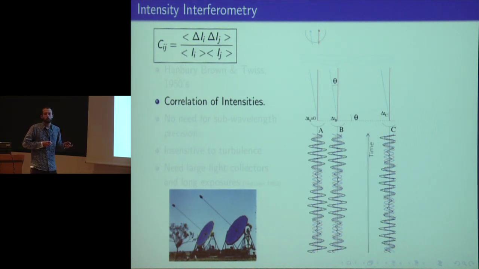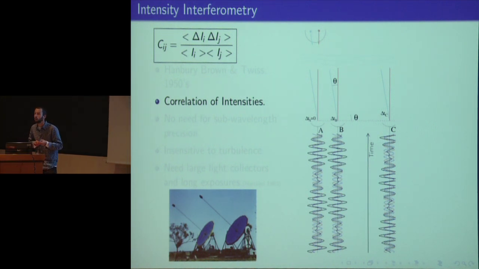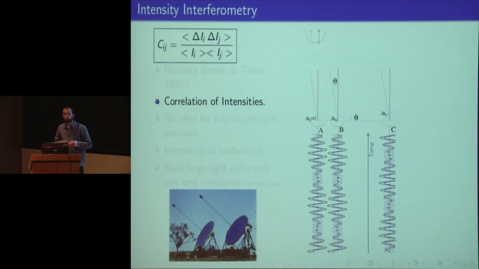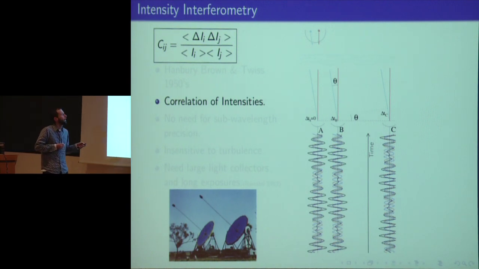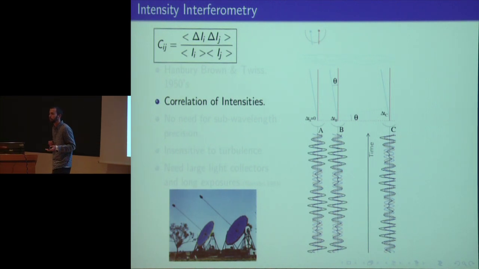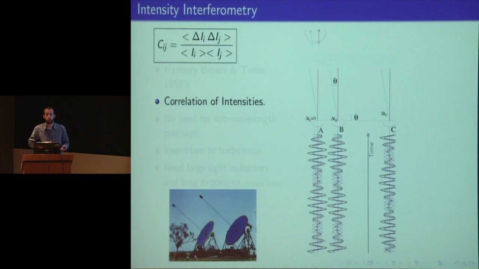Telescope C will see a similar signal, but it will be shifted in time, so the correlation drops. And using this method, Hanbury Brown was able to measure the angular diameters of more than 30 stars in the 70s. Now, what is interesting about this is that this technique is not sensitive to path delays that are shorter than those set by the electronic time resolution.